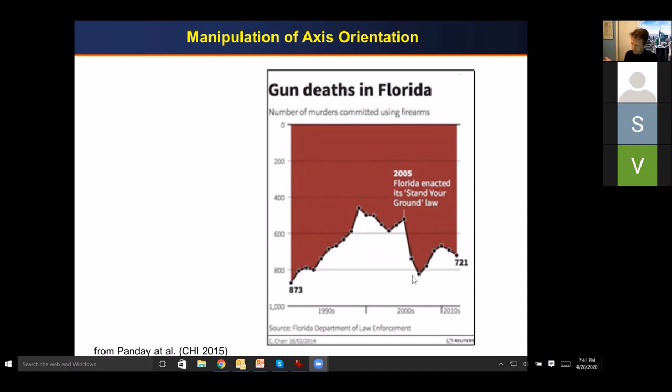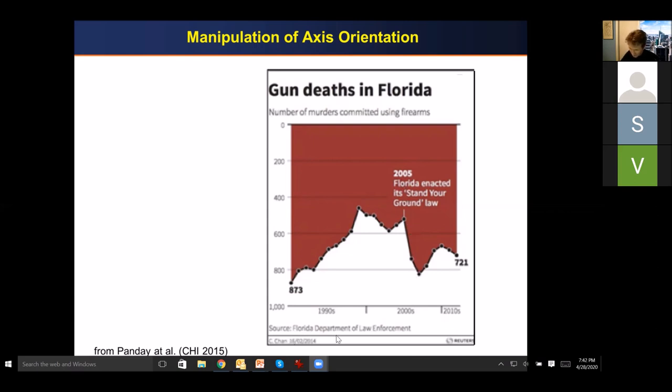If you just spent a minute on it and then browse on, you think, wow, these guys in Florida enacted the Stand Your Ground Law, and the gun deaths went down. But you don't study this sufficiently. You don't realize that this is actually upside down. You don't see zero at the top and 800 at the bottom. This is actually flipped over. When you flip it the other way around, the gun deaths actually went up after they enacted this law, not down.